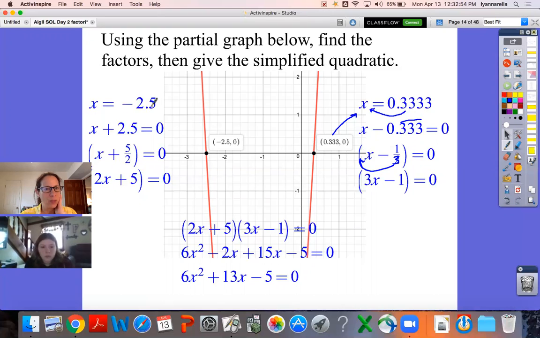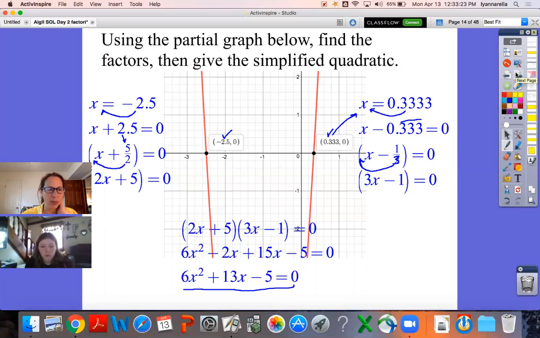And then over here, if x equals negative 0.25, I move the negative 0.25 to this side, and it becomes positive 0.25. And then I change it to a fraction. 0.25 is 1/4, so I slide this 4 in front of the x, and I get 4x plus 1. So if my factors were 2x plus 5 and 3x minus 1, they would give me this quadratic, which would have zeros here and here. Okay, that's the second part of your homework today.